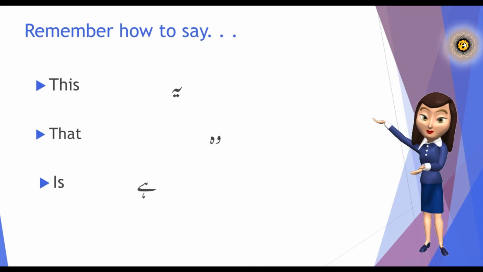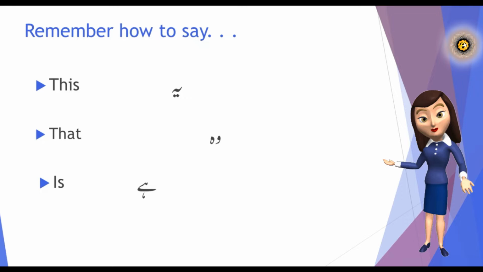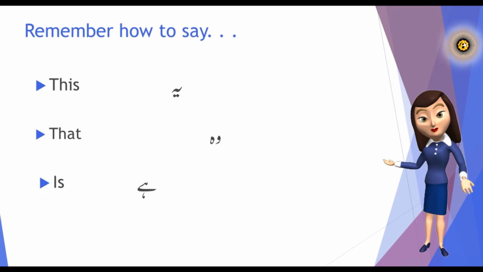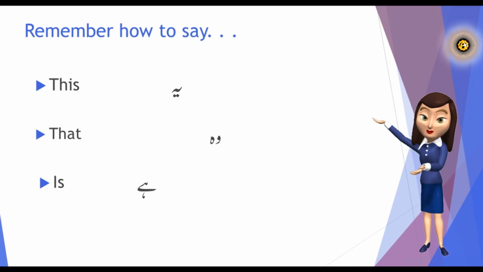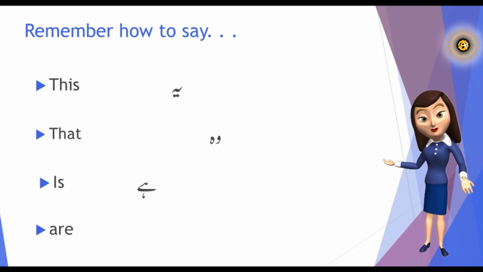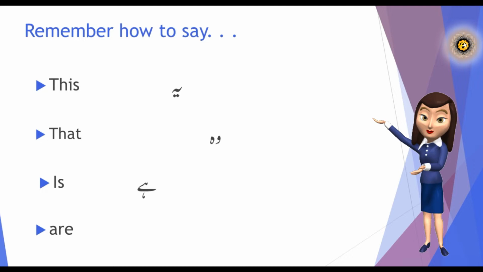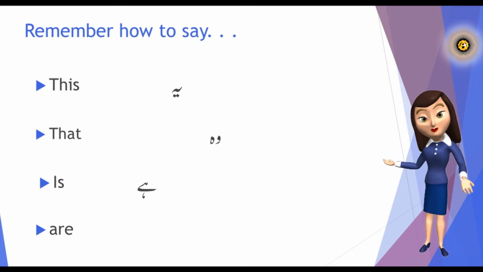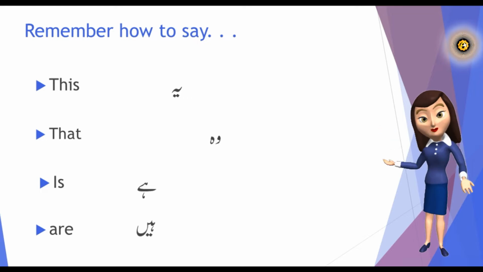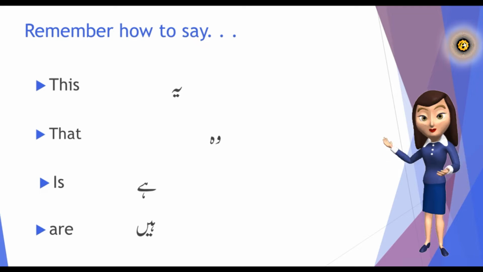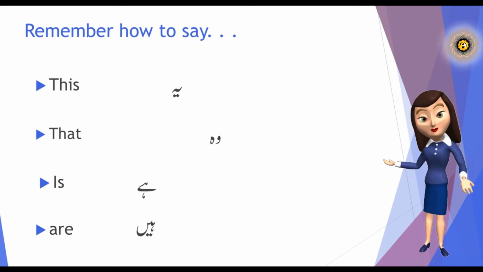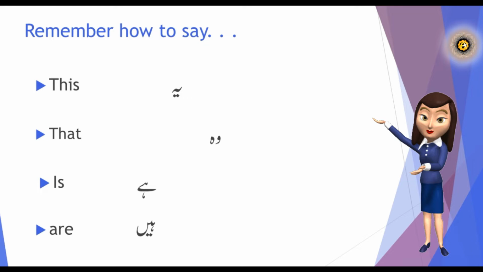When we are talking about one thing, singular thing, we say is in English. And in Urdu it is hai. Hai. Then we say are in English for more than one things. When we are talking about more than one things, we say are. And in Urdu it is hain. Hain sound comes from your nose. Okay? Hain.